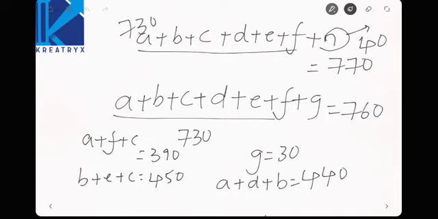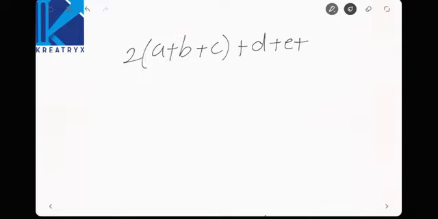See here, add those three equations: A plus F plus C, B plus E plus C, and A plus D plus B. Totally what do we get? That will be equal to 2 into A plus B plus C plus D plus E plus F. That is equal to how much? Add all those values, 390, 450, 440. That will be equal to 1280. Am I right? So this will be equal to 1280.